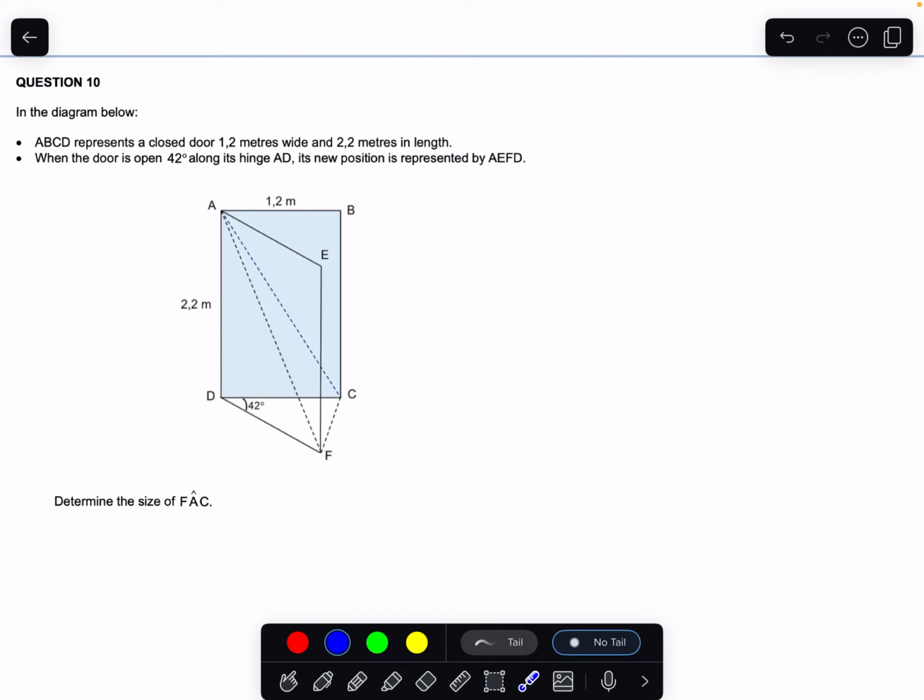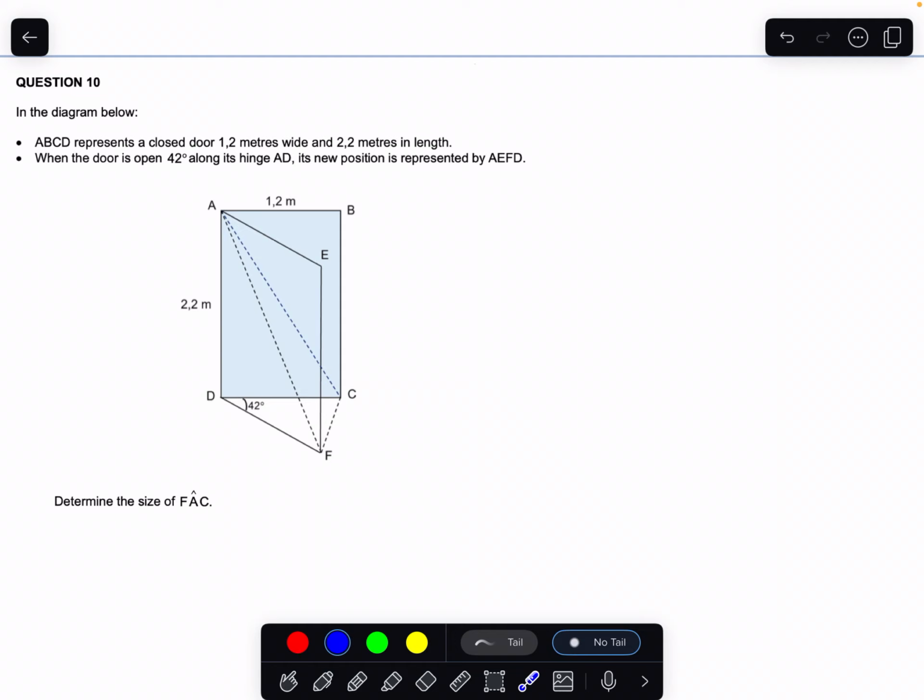The first key thing is, AF is the diagonal of this rectangle. AC is the diagonal of the closed door. Those are going to be the same length. And then down here in this triangle, we have an angle, we have this length, we have this length. Those are both 1,2, which we can use to work out the length of FC. So now we've got the three lengths, and we can use that to work out the angle FAC using the cosine rule.